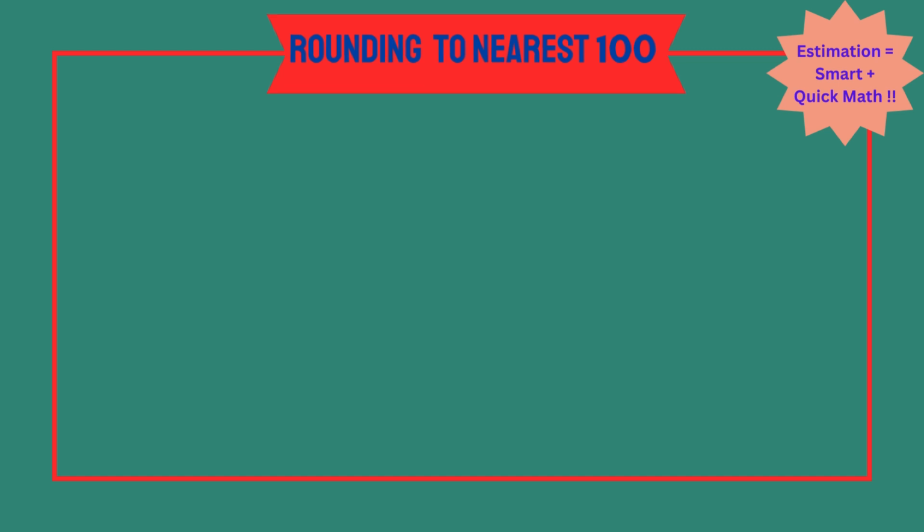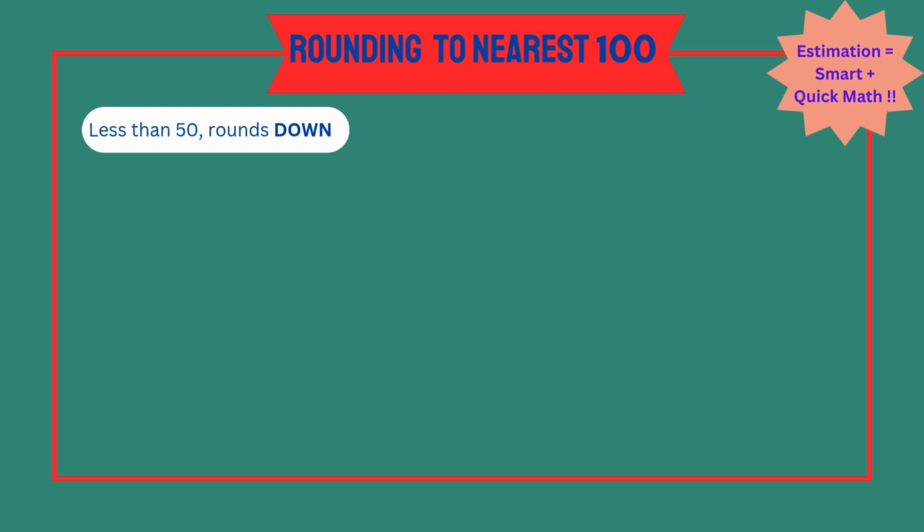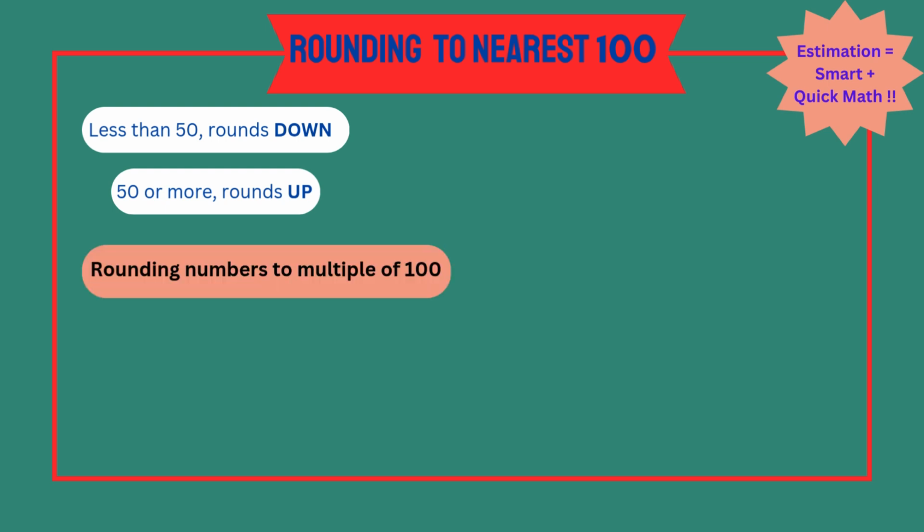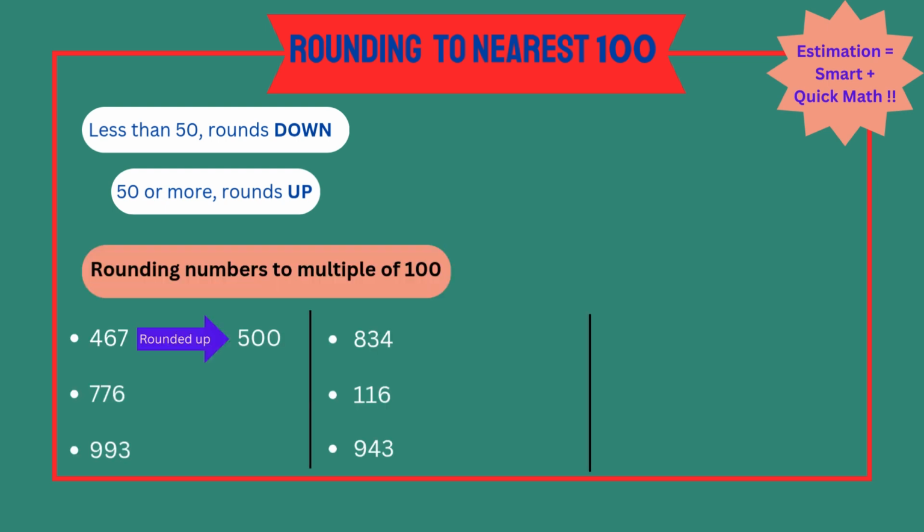Now let's learn how to round numbers to the nearest 100. It's just like rounding to 10, but with bigger numbers. Here's the trick. If the number ends in less than 50, we round down. If it ends in 50 or more, we round up. Let's try some. 467 is rounded up to 500. 776 becomes 800. What will be 993?